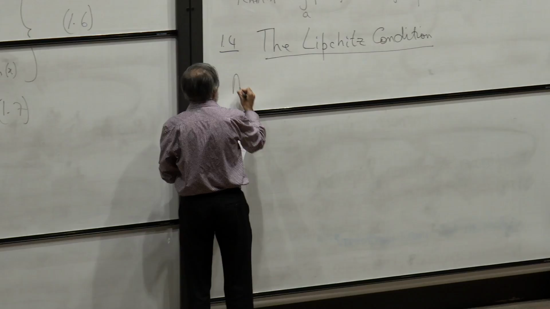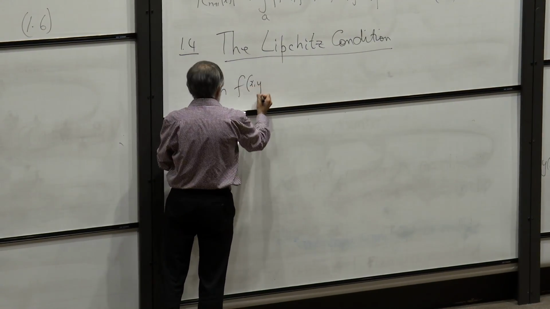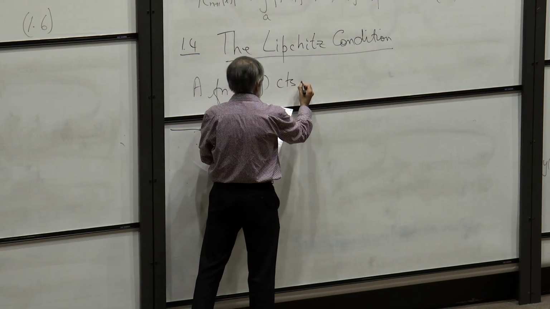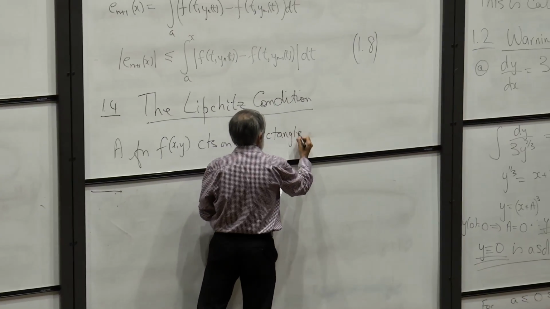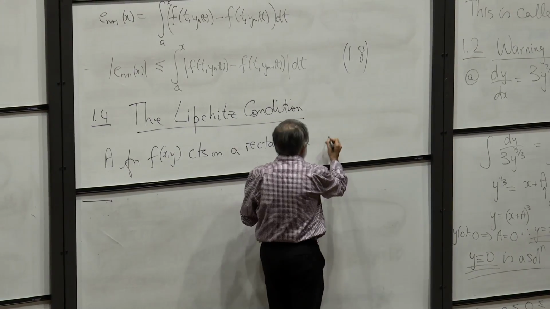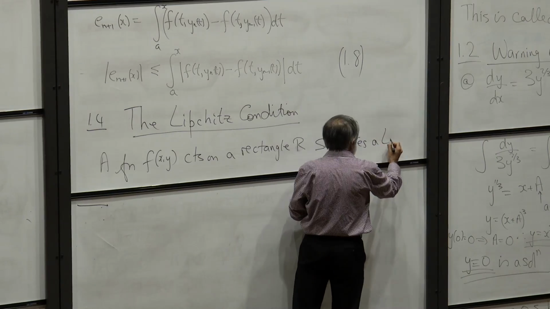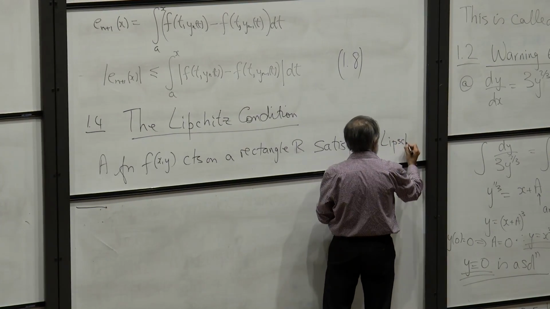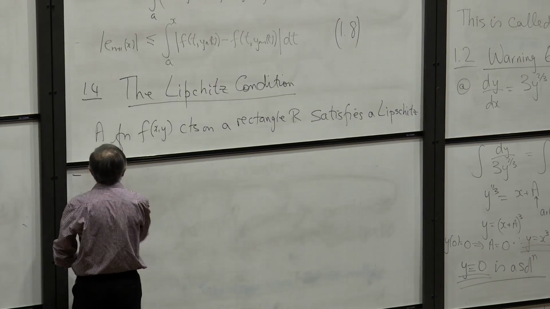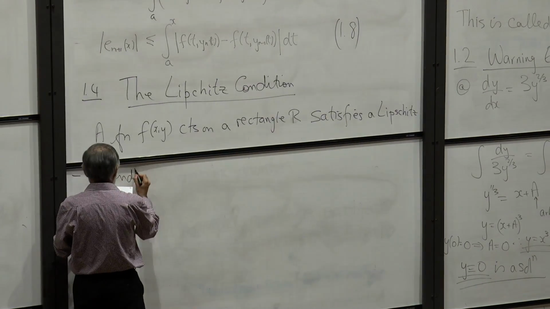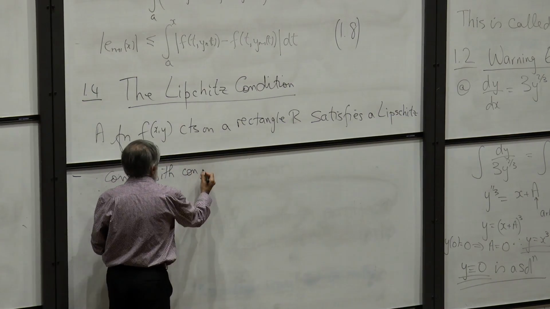So a function f of x, y, continuous on a rectangle R, the rectangle we've been talking about, satisfies a Lipschitz condition with constant L. We'll see what that means in a minute.